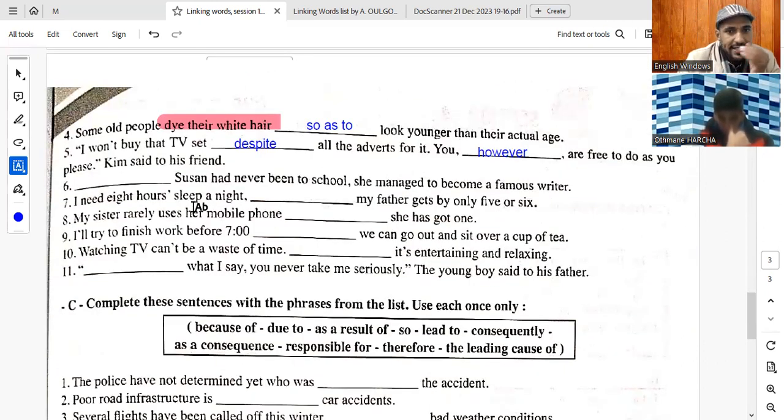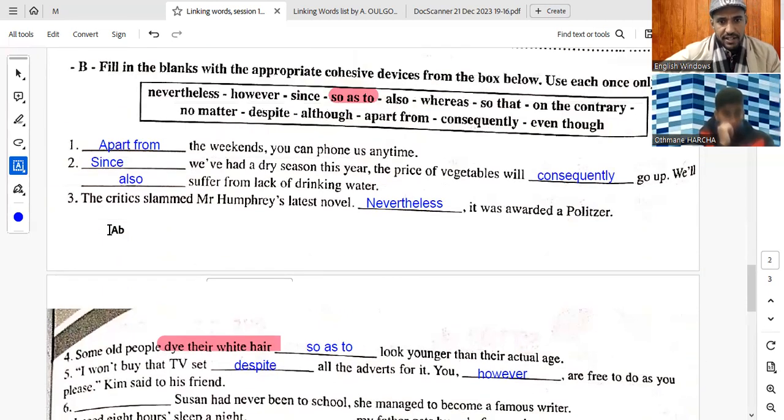Okay, let's see number 6 here. Susan had never been to school. She managed to become a famous writer. So Susan had never been to school. She managed to become a famous writer. Let me show you the options here. She never went to school, right? Even so, she manages to become a famous writer.